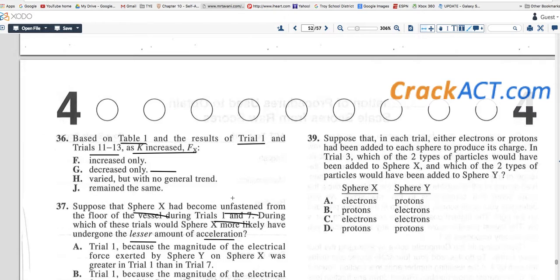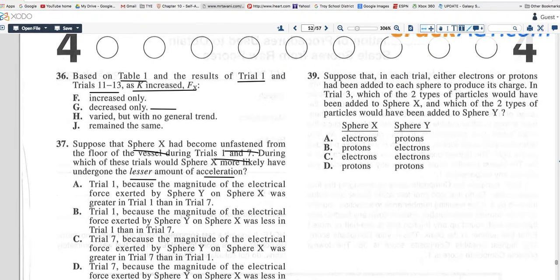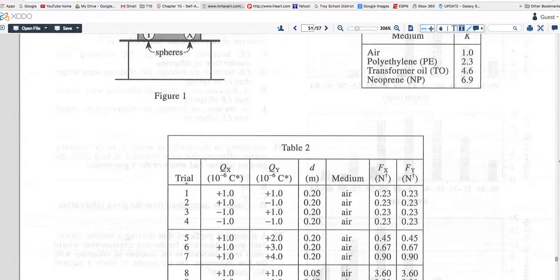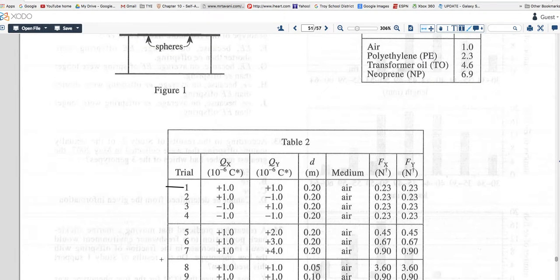Alright, that's good. So does that make sense? 2 protons, when they're the same charge, they push each other away. But when one has a bigger magnitude, it's going to accelerate at a faster rate away from the other. So what they're saying in trials 1 and 7, let's look at them. How do we differentiate between trials 1 and 7? What's different about these two? Well, it's the charge of the other sphere. One has +1, +1. The other one's +1 and +4. Which one do you think is going to repel faster?